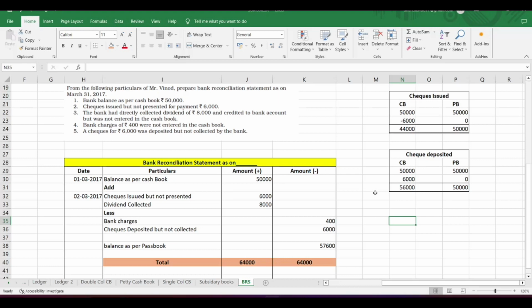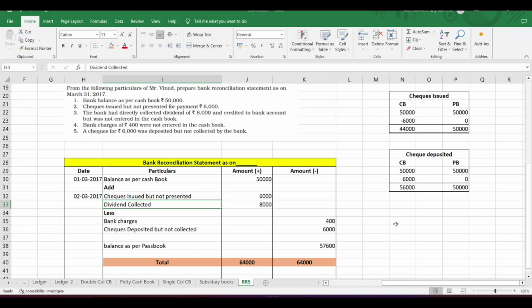So just to summarize here, another important thing is that checks issued but not presented have to be added, and checks deposited but not yet collected have to be deducted. So this is a small problem for the balance as per cash book, where we rectified and found and verified the balances and then tallied our statement.